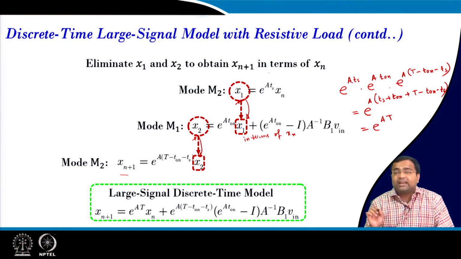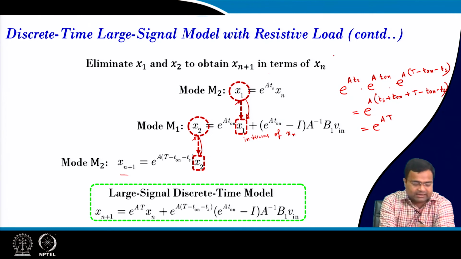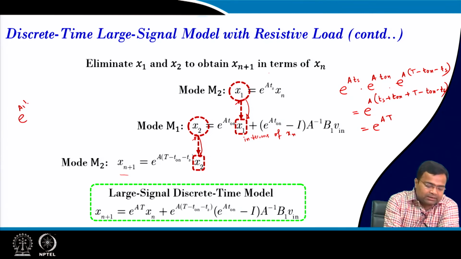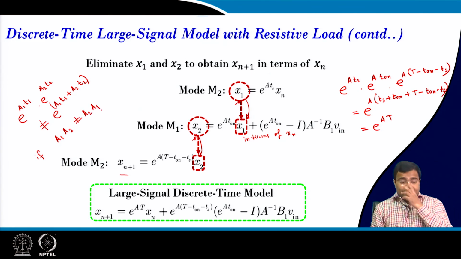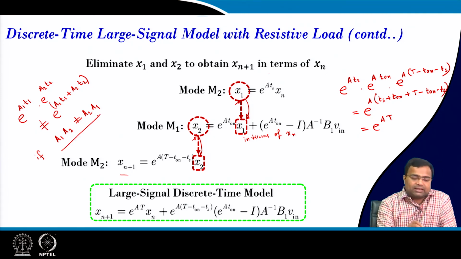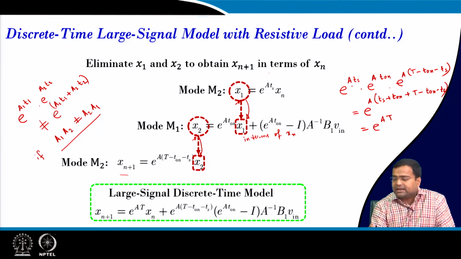But if a1 a2 matrices are different, can you always write e to the power a1 t1 into e to the power a2 t2 will not be equal to e to the power a1 t1 plus a2 t2, if a1 a2 is not equal to a2 a1. If we can show the commutative property, if they are not equal then we cannot write this, but if the matrix is identical then there is no problem.